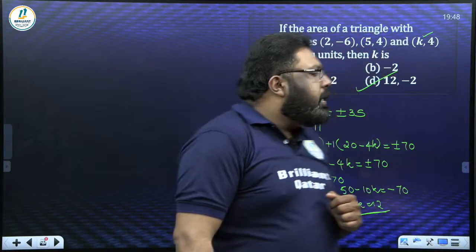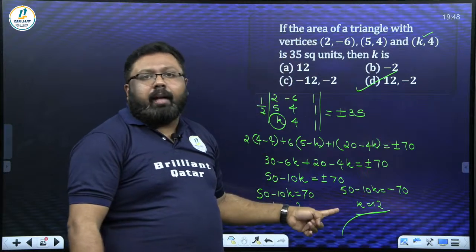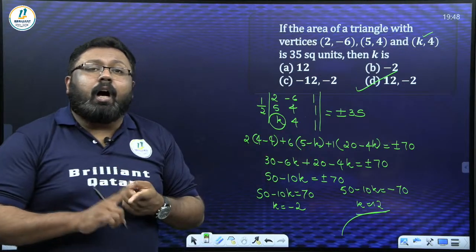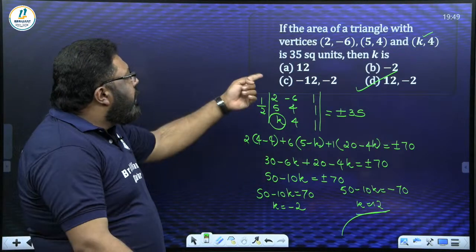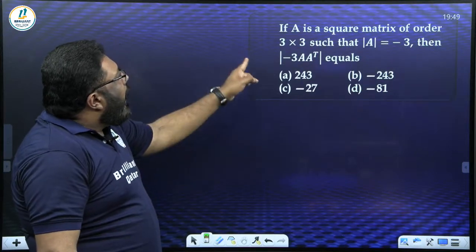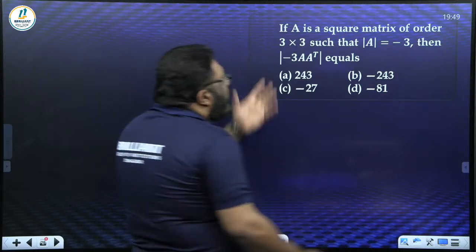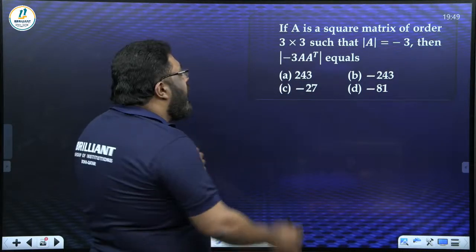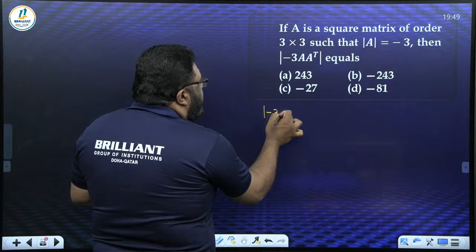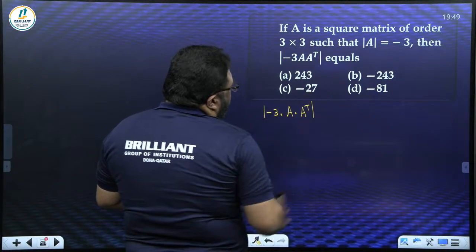Yes, very easy answers. All of you very clear? Yes, again the same pattern repeatedly from determinants: area of a triangle using the determinants method. Okay. Next, A is a square matrix. Again, my dears, see, it's going to collect all the properties we learned till now. Minus 3 is a scalar, A is a matrix, and its transpose is A dash.